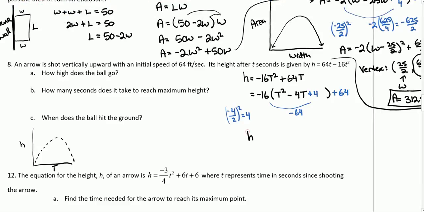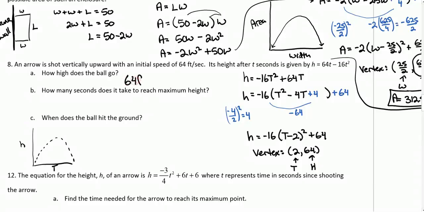And now factor, so the height is negative 16 times (t minus 2) squared plus 64. Our vertex is going to be (2, 64), where 2 is the time in seconds, and 64 is our maximum height. So now if we look at part A, it says how high does the ball go? It goes 64 feet. How many seconds does it take to reach the maximum height? 2 seconds. Both of those came from our vertex.